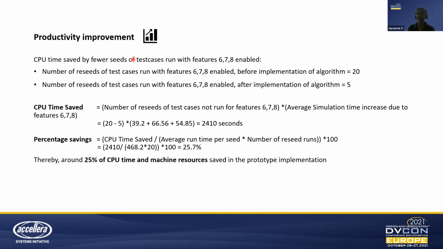The CPU time that is saved can be computed as the product of the number of sets of test cases that are not run with these features and the simulation time increase due to each of these features. The percentage savings can be computed by dividing the CPU time that is saved by the total time taken to run all the sets of the test cases. In the prototype, for the given set of test cases, around 2400 seconds or 25% of the CPU time can be potentially saved.